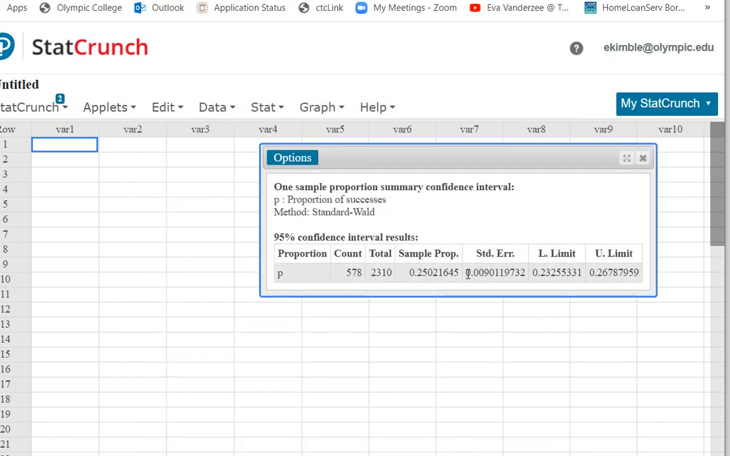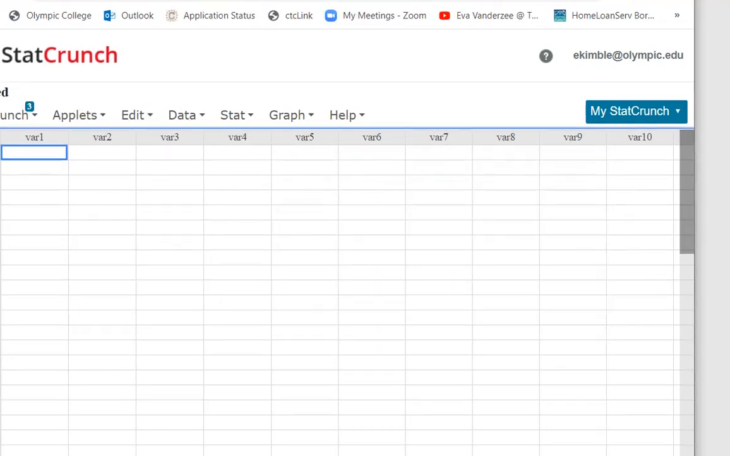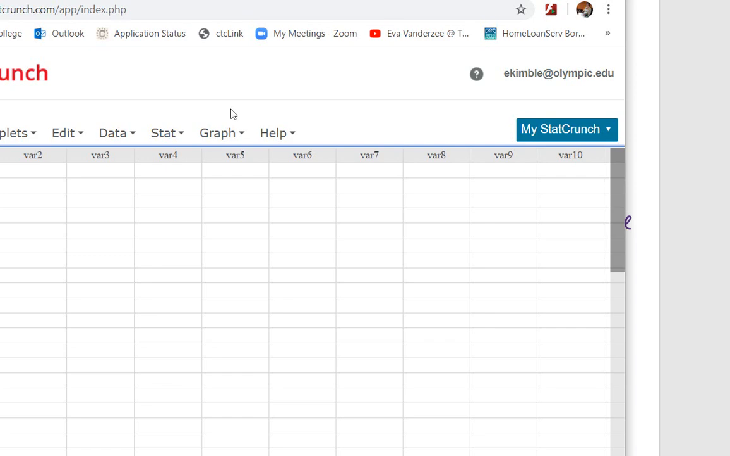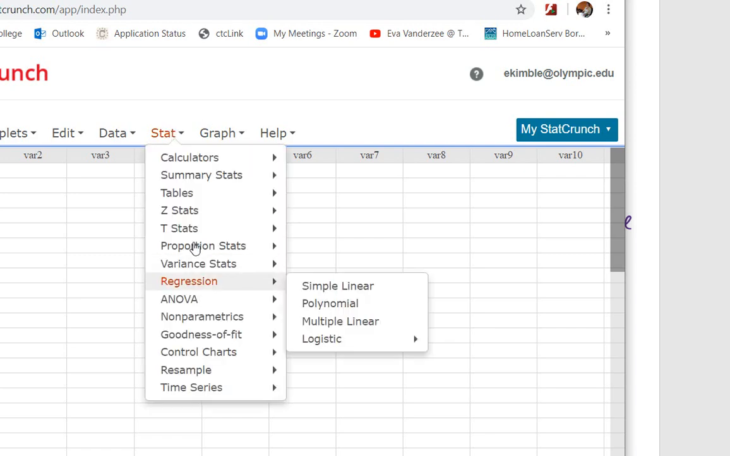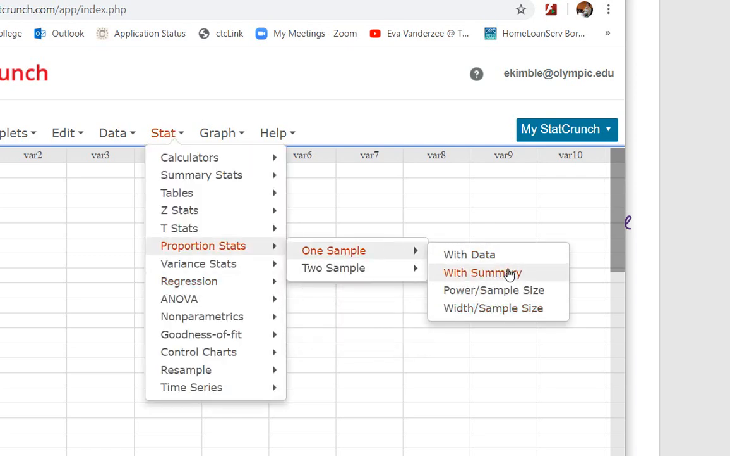Now remember, our old standard error was about 2%, and this one is less than 1%. Our confidence interval is also much smaller, so the distance between 23% and 27% is a lot smaller than what we saw before. So again, even if the sample proportion is the same, which is about 25%, our standard error decreases as our sample size increases. So I want you guys to use that when you're doing the homework. Remember, go to StatCrunch. And one more time, Stat, Proportion, One Sample with Summary.